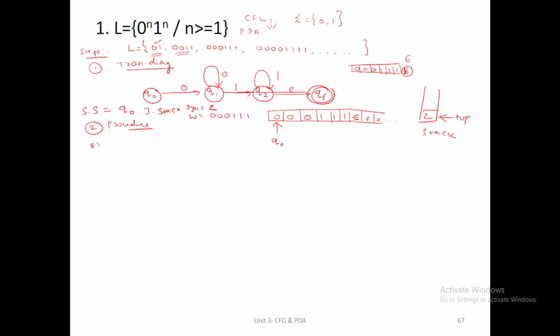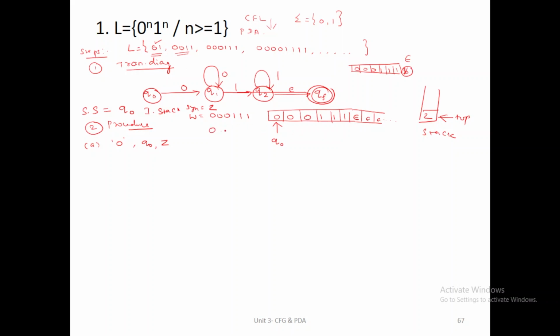So you should write the procedure first. If the control head reads the symbol 0 with the starting state Q0 and the stack contains Z, what do you do? For all the zeros, in this language the number of zeros and the number of ones are the same. So we only push zeros on the stack.